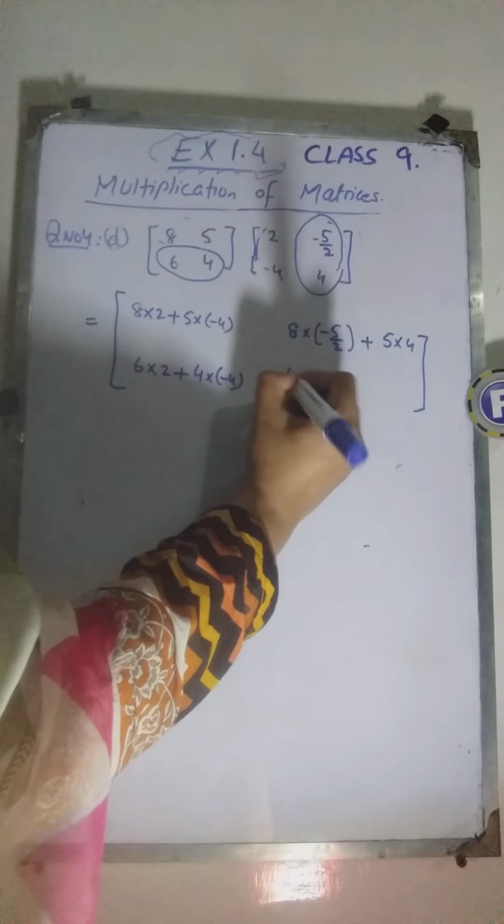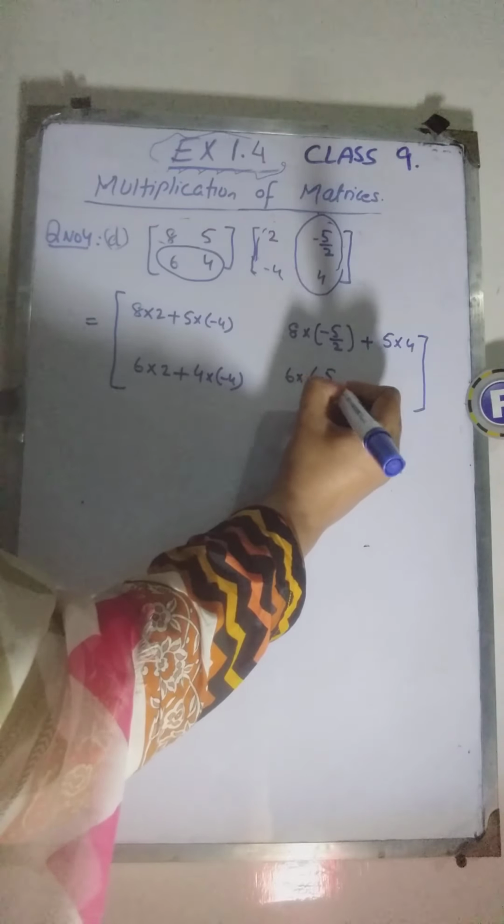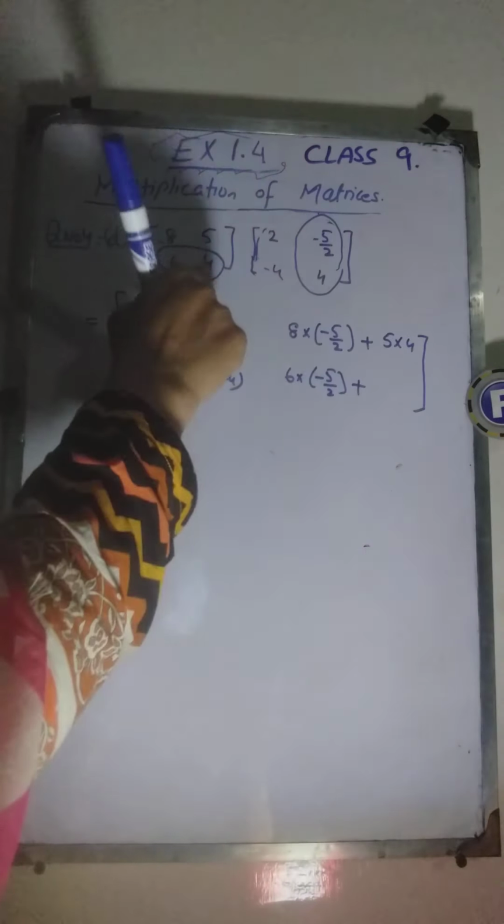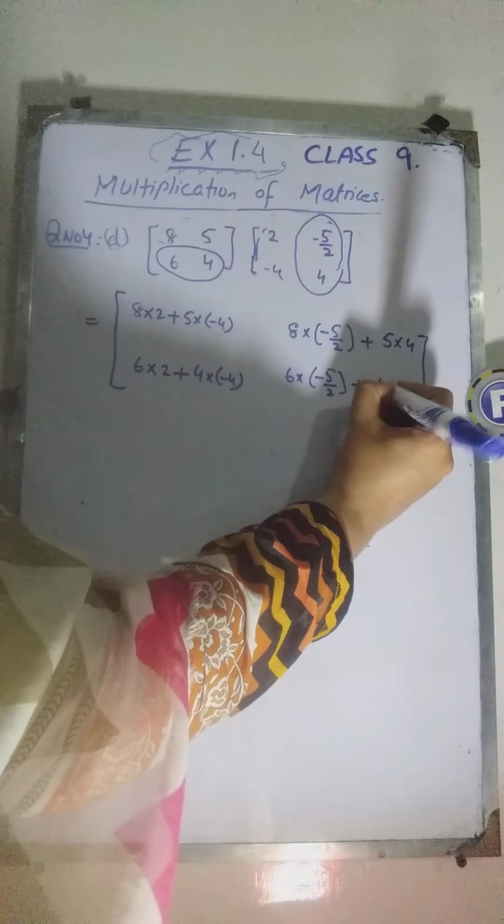And now when we are done with the first column, we are going to multiply the second row with the second column. Okay, and this is the last column and the last row. 6 into negative 5 by 2 plus 4 into 4.